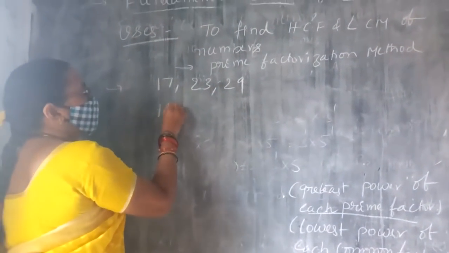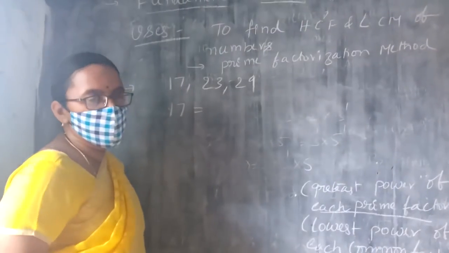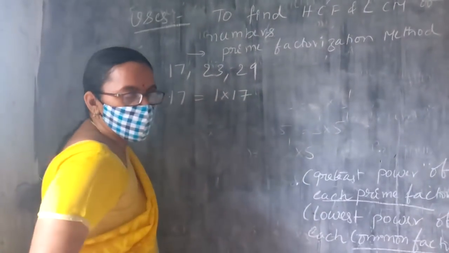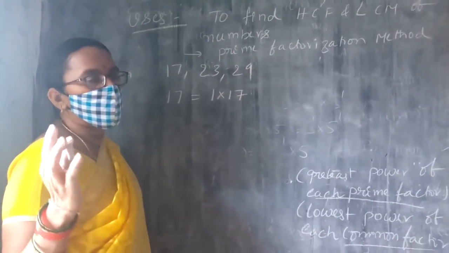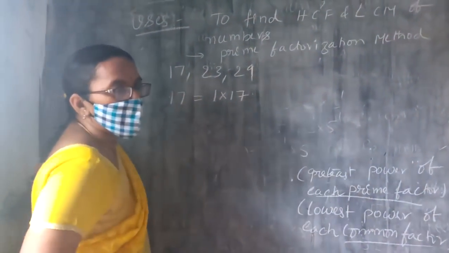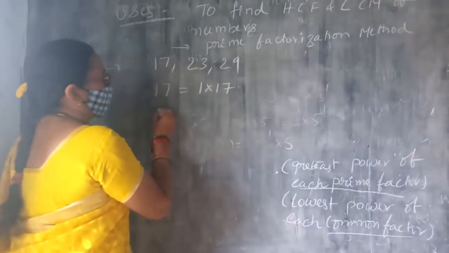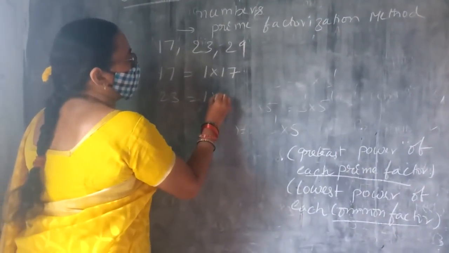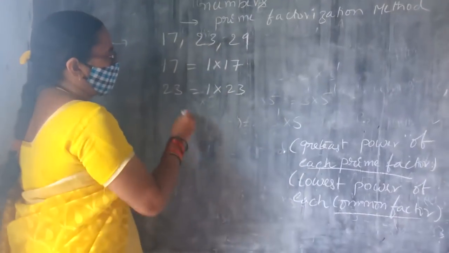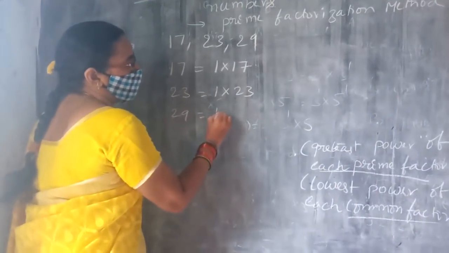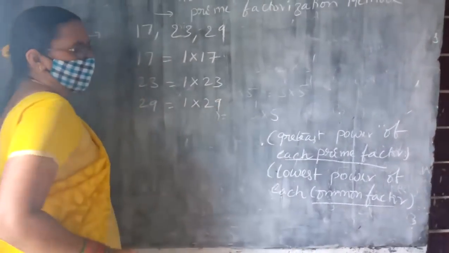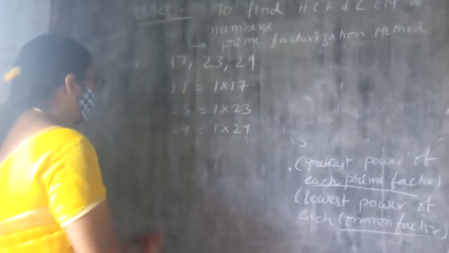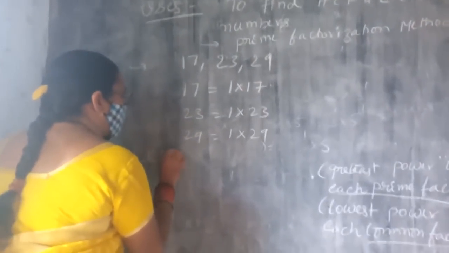Okay. 17. How do we write it? 1 into 17. Any more factorization is there? No, because this is a prime number. Yes. 23, we can write it as 1 into 23. 29, 1 into 29. Okay. Now we find LCM.